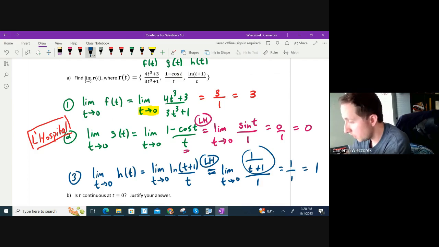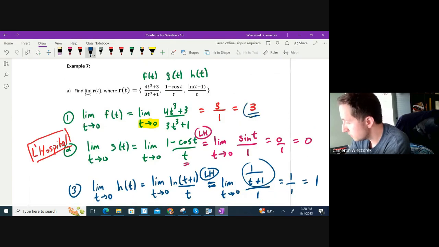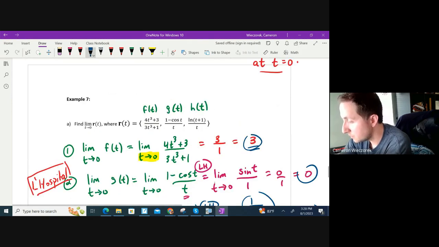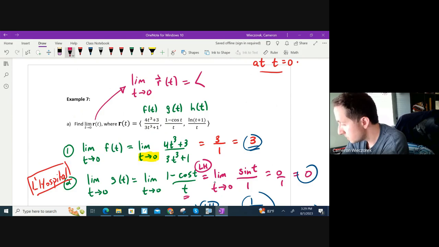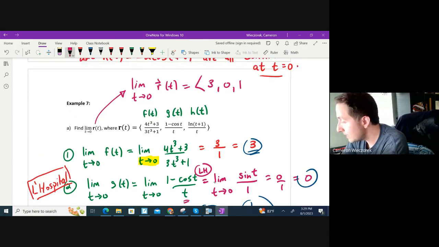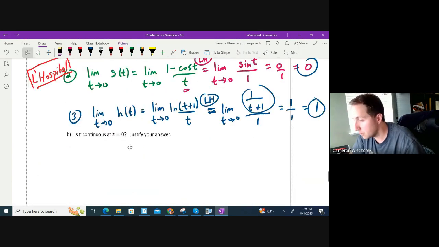So to sum up, to find this limit, this would be the first component, 3. This would be the second component, 0. And this would be the third component, 1. The limit of the individual component functions. So this limit, I'm going to go up to the top, as t approaches 0 of r of t equals first component, the limit was 3. Second component, the limit was 0. Third component, the limit was 1. That would be our limit. So the limit exists. Okay? The limit does exist. Now, the big question, is it continuous at t equals 0?